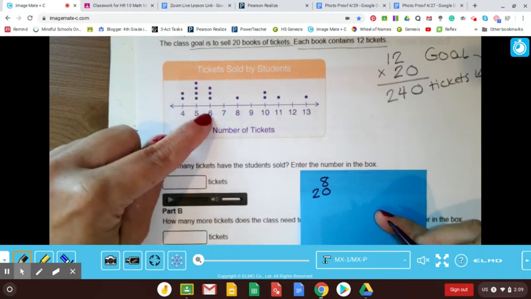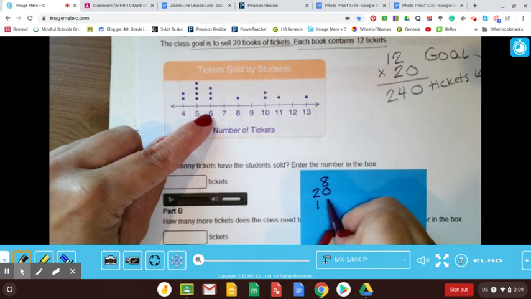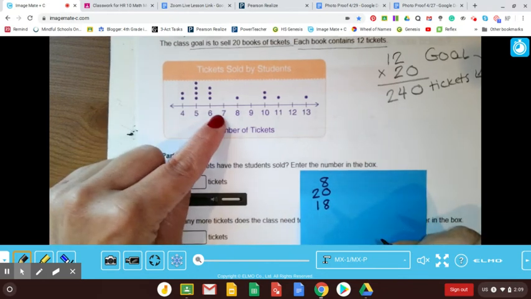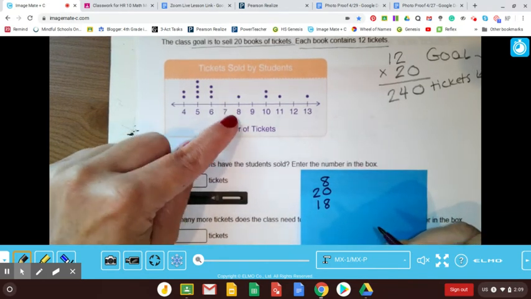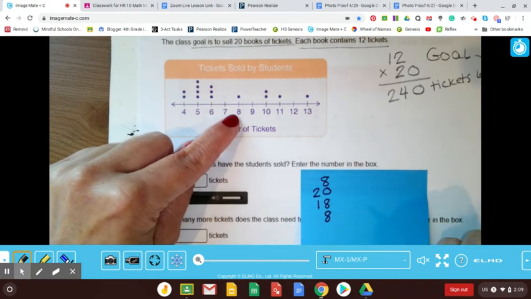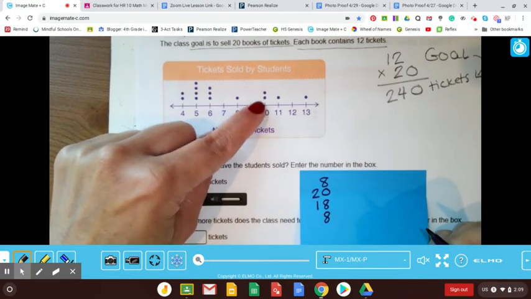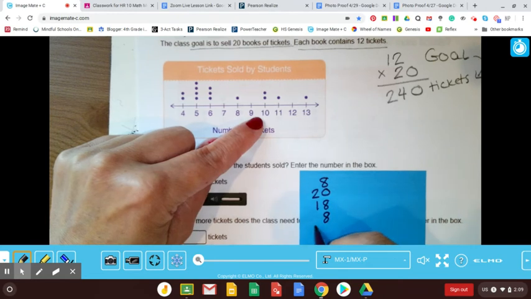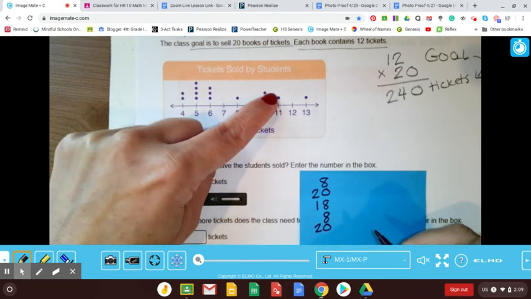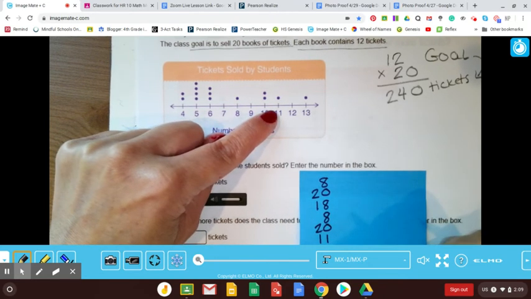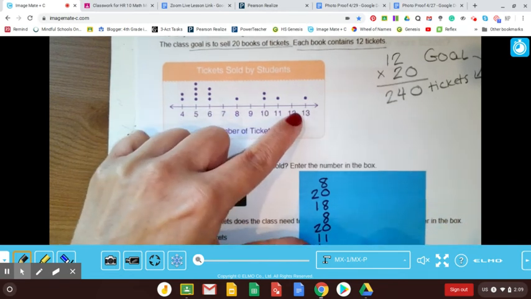3 students sold 6 tickets. So 3 times 6 is 18. Nobody sold 7 tickets. 1 student sold 8, so I could add an 8 onto that. 2 students sold 10, so that would be 20. 1 student sold 11, and then 1 student sold 13.